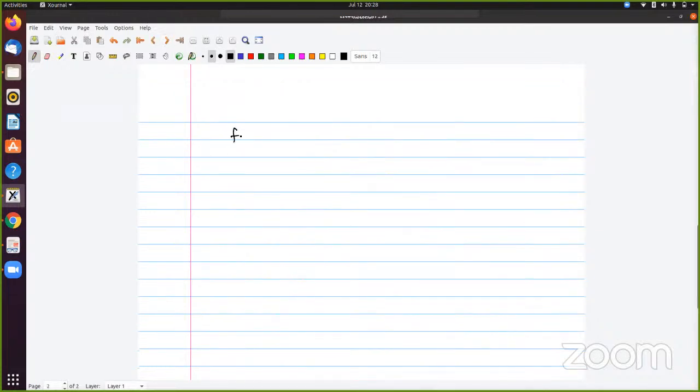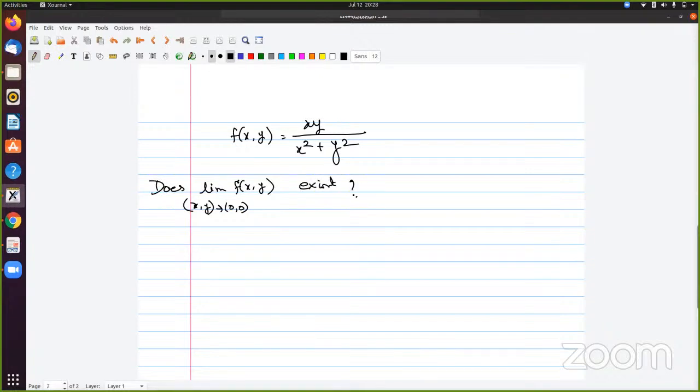Suppose I take a function f of x, y. This is a famous example basically: xy by x square plus y square. We want to check the limit as x, y tends to 0 comma 0. Does the limit exist? Sir, it would not exist.